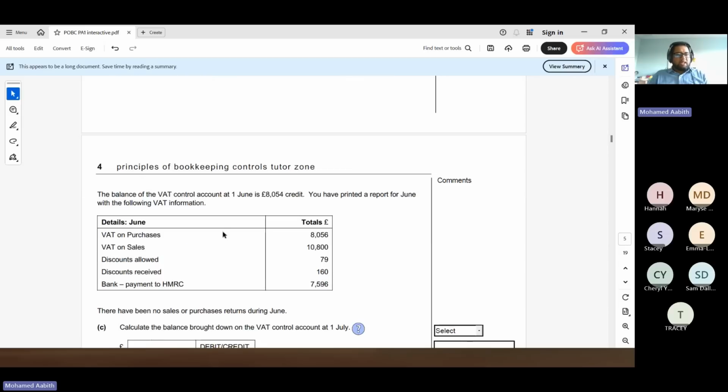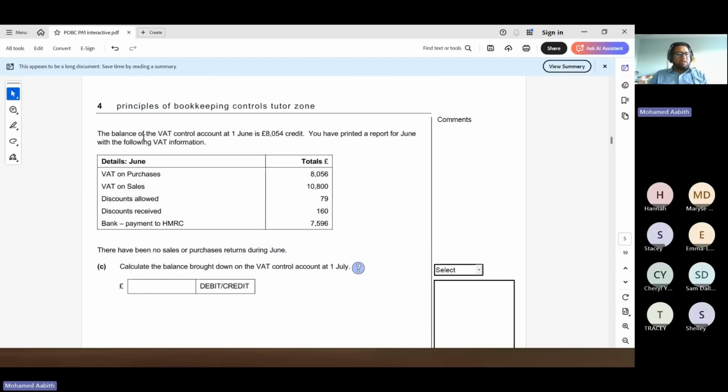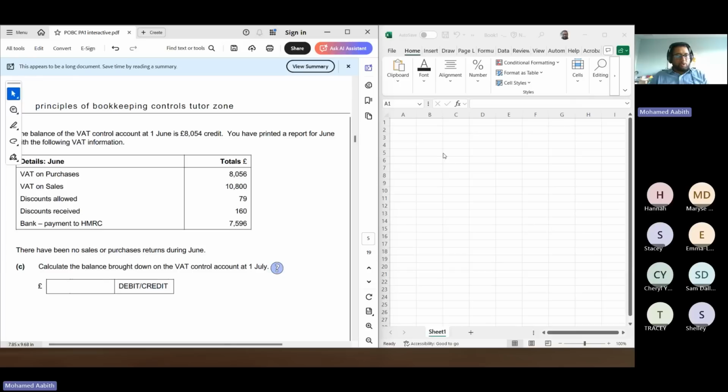Okay, so here, the last bit. They're saying the VAT control account on 1st of June has a balance of £8,054. You have printed a report on June with the following VAT information. Now you have to work out what the balance brought down figure on the VAT control account is. So we need to find out. I'm going to bring this one to help me with it here.